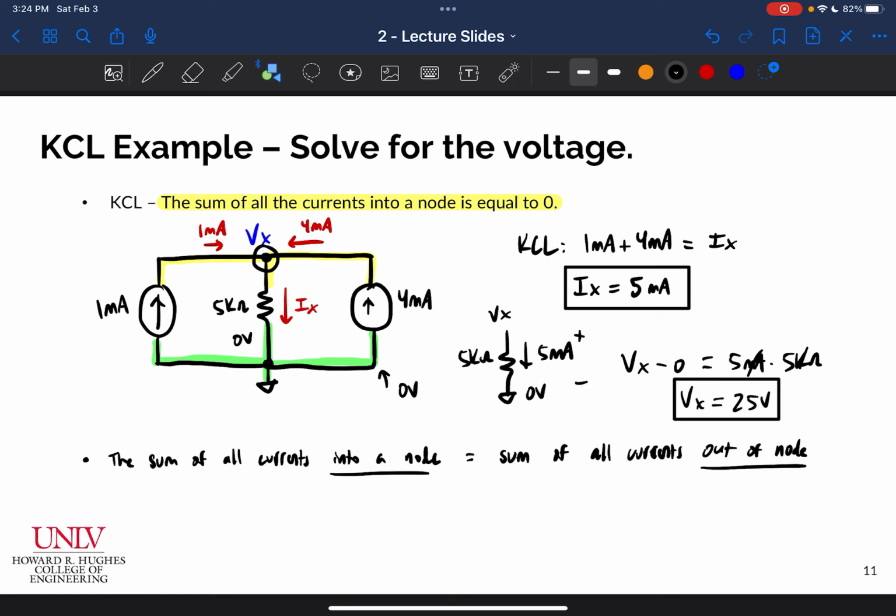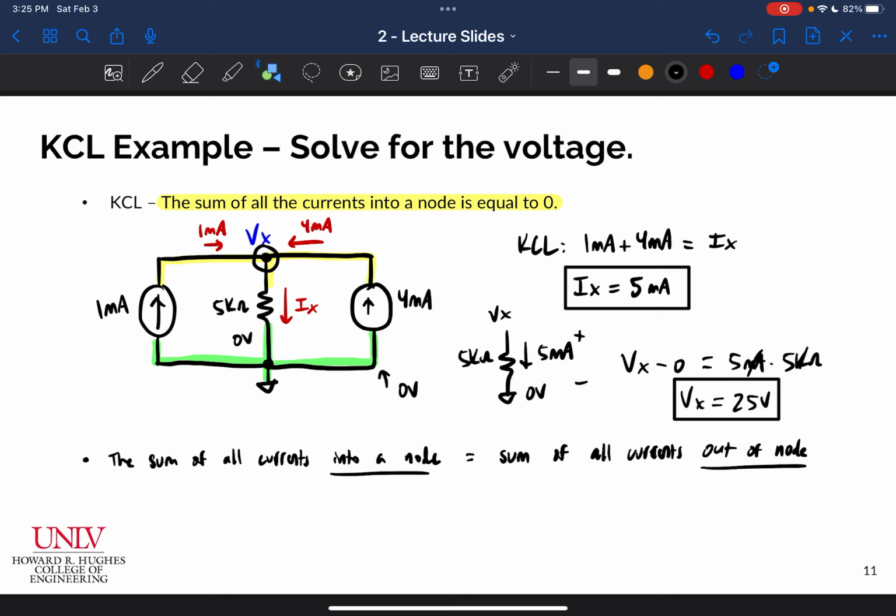All right, and so that is an example of solving a circuit using KCL. That kind of wraps up Kirchhoff's laws, which are KVL and KCL. We're going to use those all the time. KVL, again, is used for writing an equation for the voltage drops around a loop. KCL is used for writing an equation for the currents into and out of a node. And together, they can be used to solve all kinds of circuits.